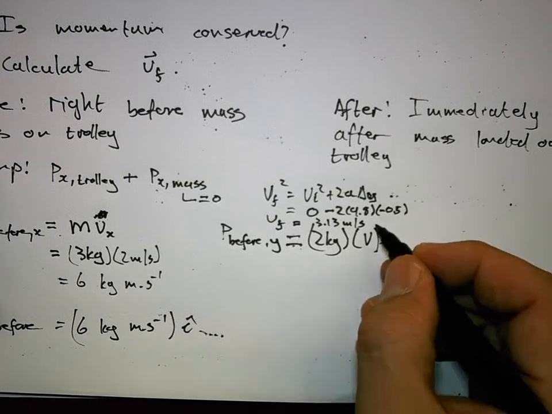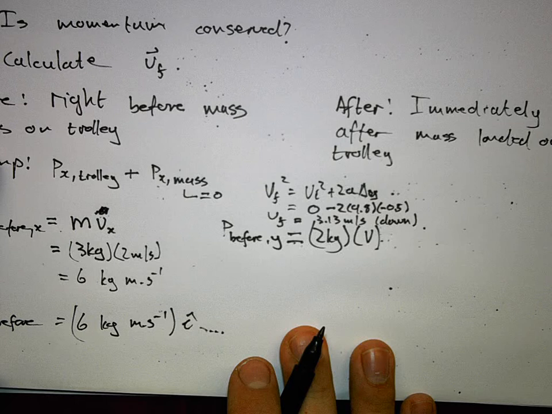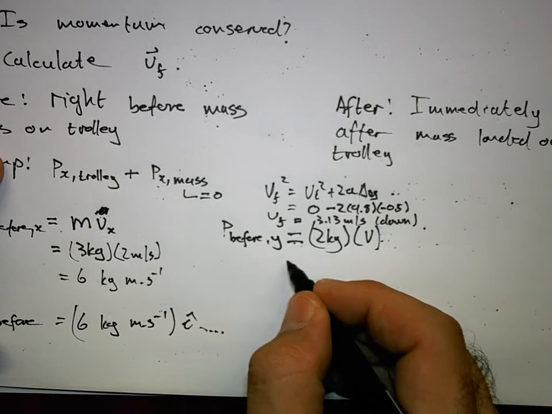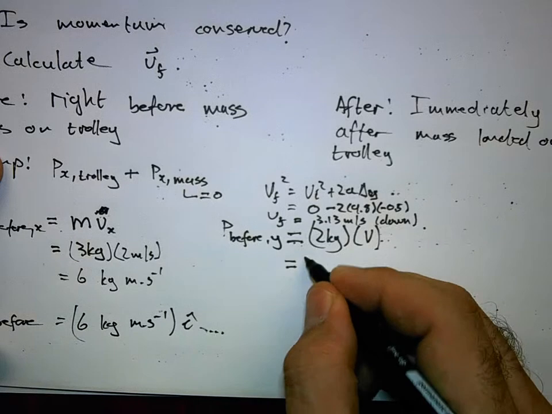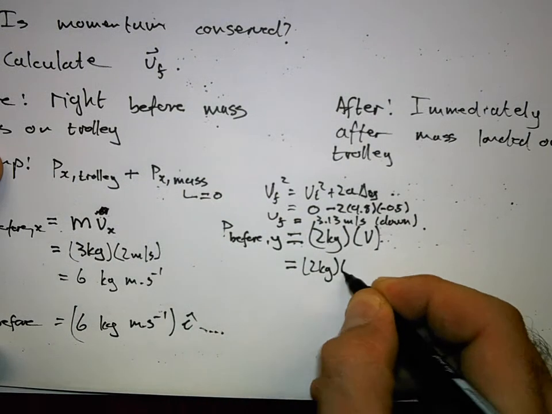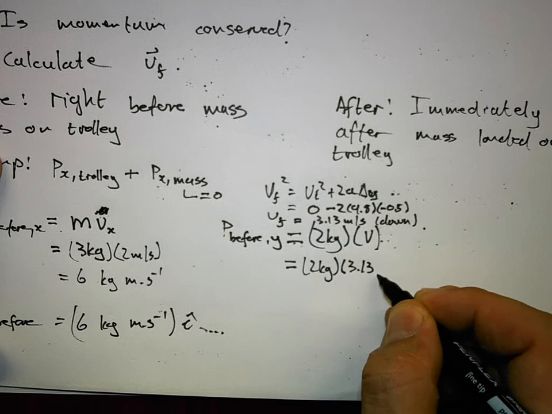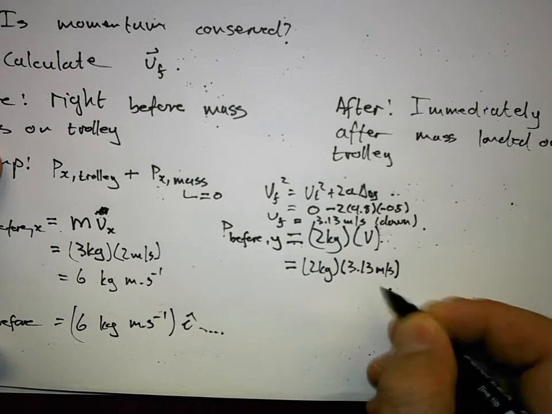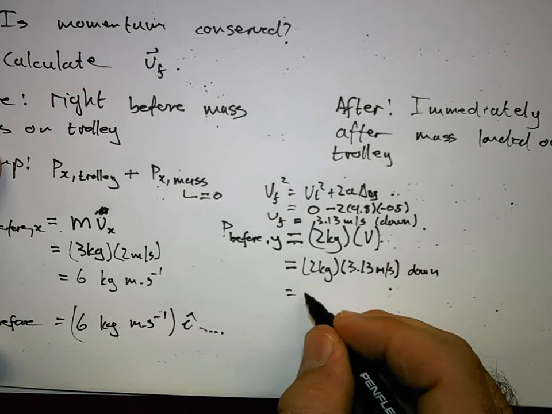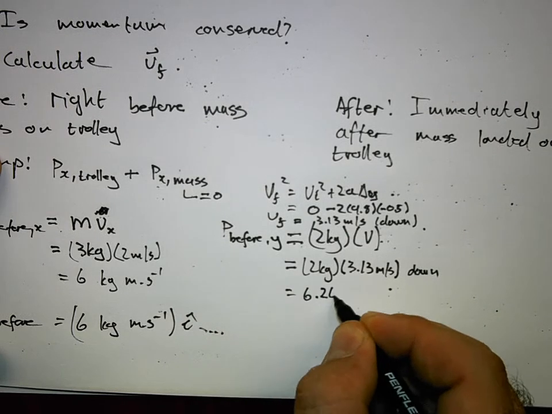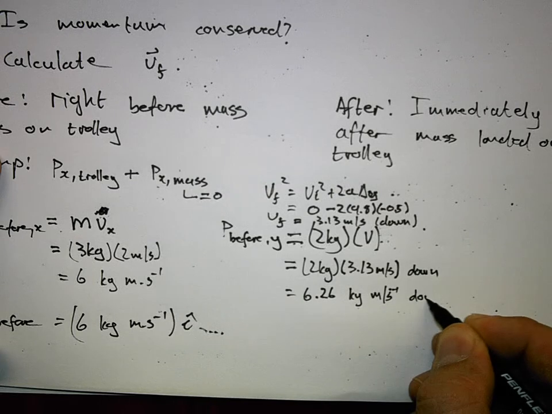And it will be downwards. So this means the total momentum right before this mass hits the trolley in the y direction is 2 kgs times 3.13 meters per second, and it will be downwards, and that is just 6.26 kilograms meters per second downwards.